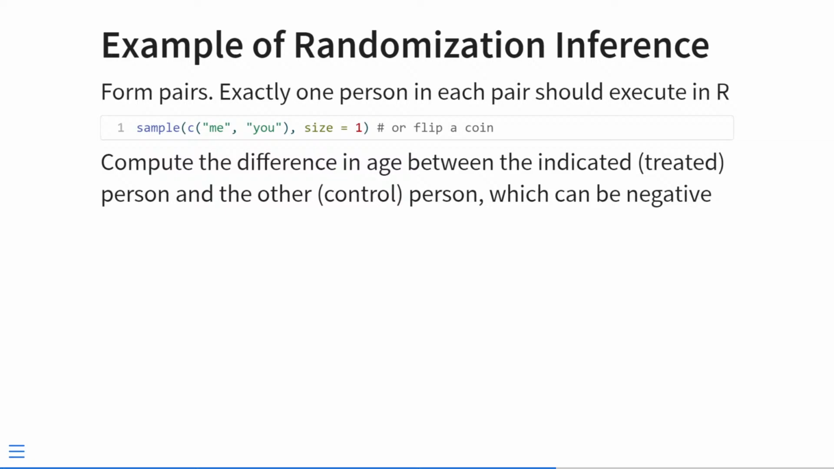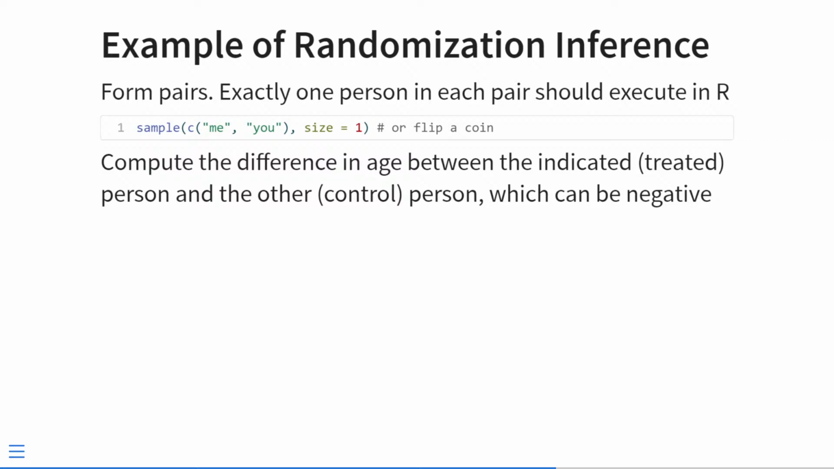If you have a coin, you can just flip a coin, or if you want, open up R. Form a pair with your neighbor, and then exactly one person in each pair should randomize. So now you can take a sample of size 1 from me and you in R, or just flip a coin for heads or tails, or do odds and evens, some sort of randomization process to define who is me and who is you. Then compute the difference in age between the indicated person, let's call that person the treated person, and the other person in the pair, let's call that the control person. Compute the difference in age between the treated person and the control person, which of course can be negative if the control person is older than the treated person.